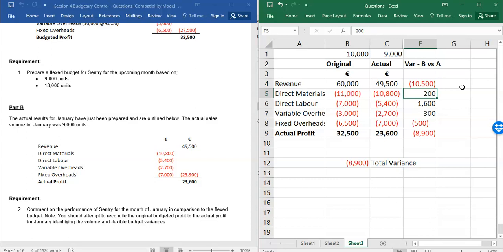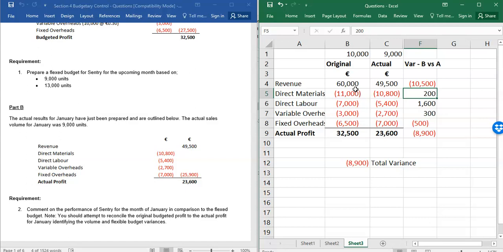Likewise here, for example, direct materials, that gives a false impression that you actually spent less than expected. But no, technically you did, but the problem is you spent 10.8 on 9,000 units where you only expected to spend 11 on 10,000. So clearly on a pro rata basis, if you looked at it like for like, based on what your budget for 9 would have been compared to the actual spend on 9, it would be adverse.